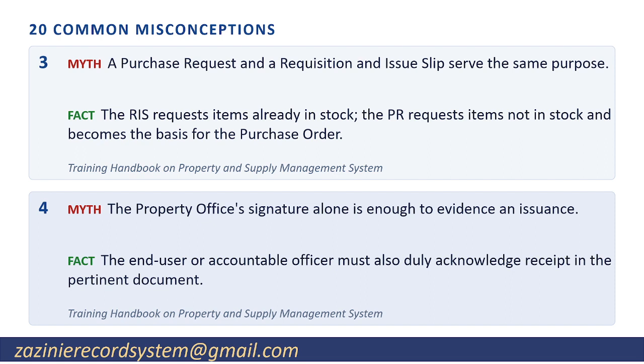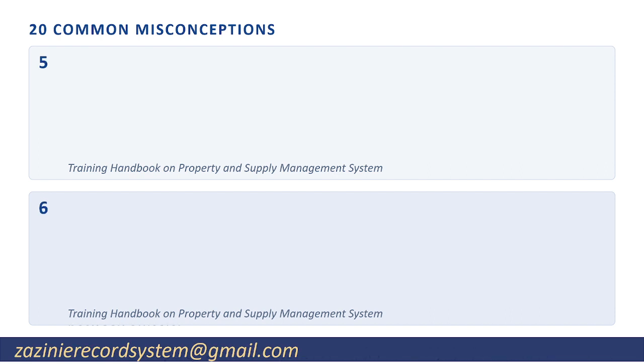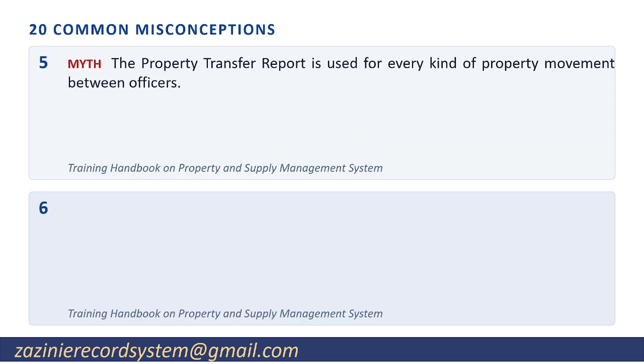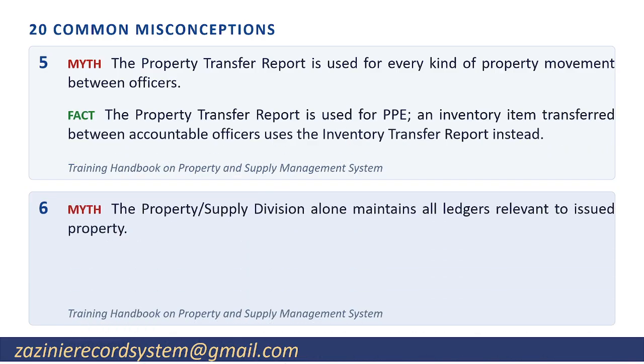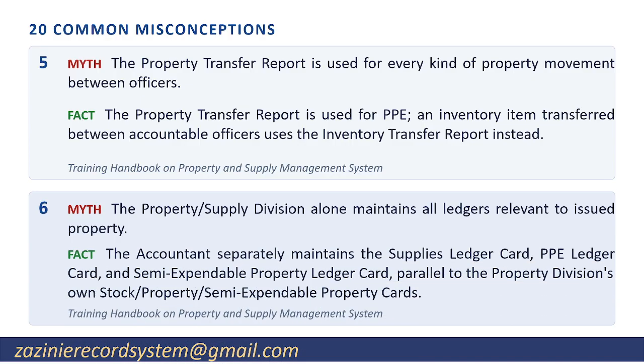Next slide. 20 Common Misconceptions. Number 5. Myth. The property transfer report is used for every kind of property movement between offices. Fact. The property transfer report is used for PPE. An inventory item transferred between accountable officers uses the inventory transfer report instead. Number 6. Myth. The property or supply division alone maintains all ledgers relevant to issued property. Fact. The accountant separately maintains the supplies ledger card, PPE ledger card, and semi-expendable property ledger card, parallel to the property division's own stock or property or semi-expendable property cards. Next slide.